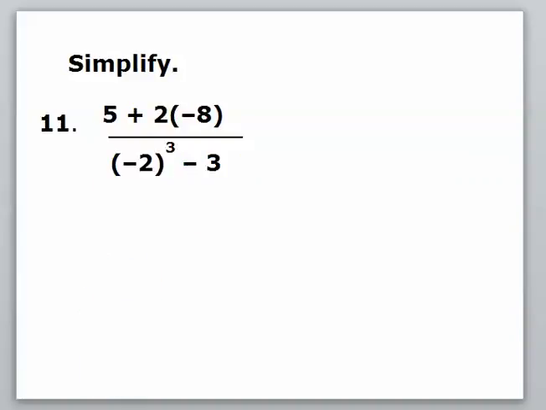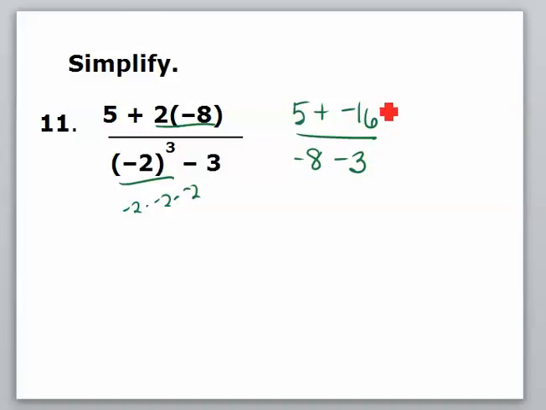On the next one, I have another fraction. On the top part of the fraction, I have addition and multiplication. I'll do the multiplication first. And then on the bottom, I have exponents. So negative 2 times negative 2 times negative 2 gives me negative 8 minus 3. I have $5. I owe somebody 16. Well, I still owe them 11. And down here on the bottom, if I do plus the opposite, I owe somebody 8. I owe them another 3, so I owe them $11. Negative divided by negative is positive, and 11 goes into 11 one time, so I get a positive 1 as my solution.